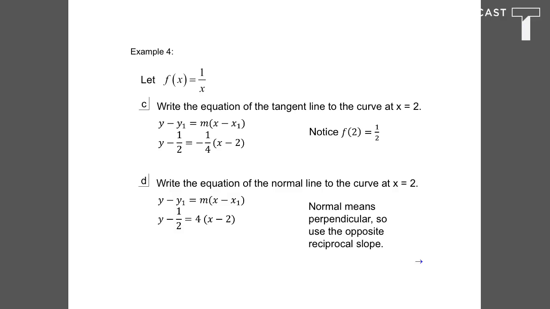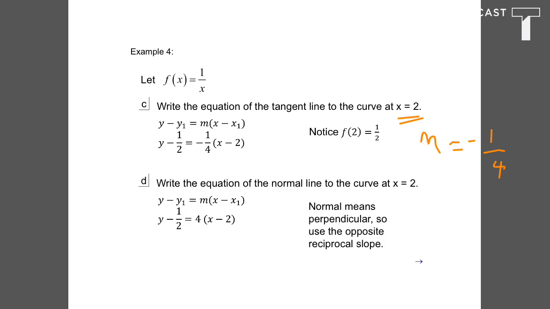Now here in part C, I've been asked to write the equation for the tangent line. To write the equation for a line, I need a slope. I just computed the slope. m is negative 1/4. I'm also going to need an ordered pair. I've been given an x value. Now I need the y value that goes with x equals 2.